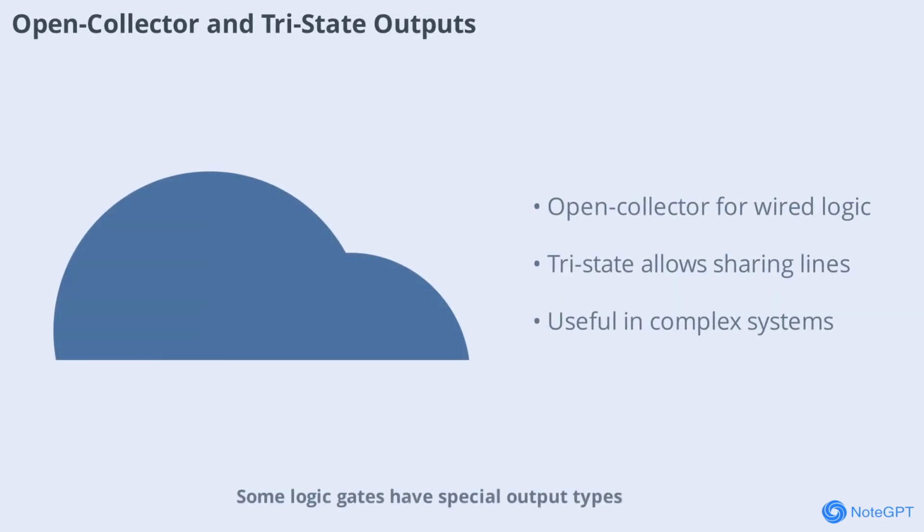Some logic gates have special output types like open collector and tri-state outputs. Open collector outputs can be connected together for wired logic, while tri-state outputs can disconnect from the circuit, allowing multiple devices to share a line. These features are useful in complex digital systems where many components communicate.